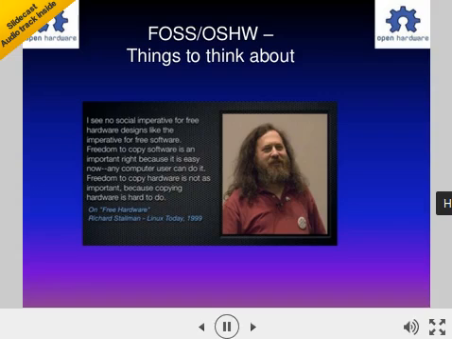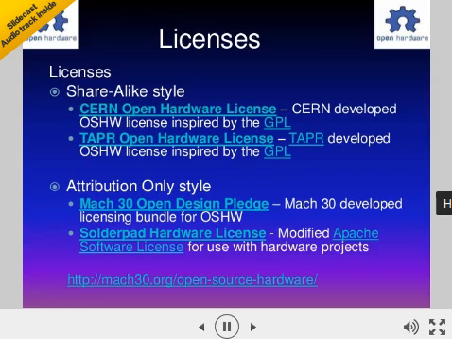And then if you get down to the licenses, which I'm not going to talk about, I just extracted this from mash30.org, which seems to be an interesting place for some reading. It talks about different kinds of licensing that's evolving. So you have the share-alike style, like the CERN Open Hardware License, and the TAPR, Tucson something. They manufacture radio-based things, and then you have the attribution style.